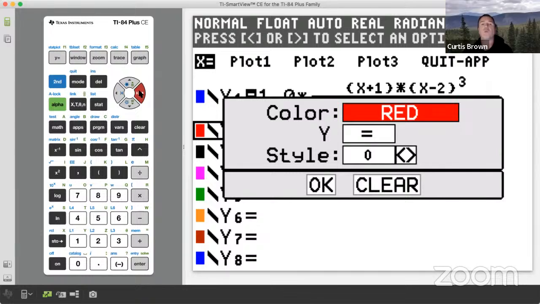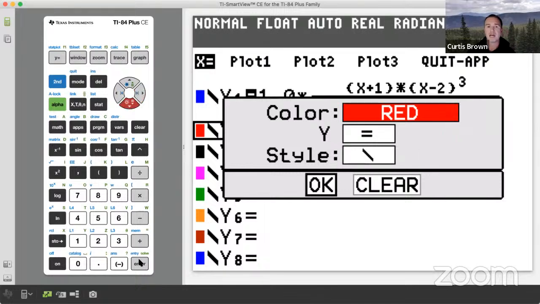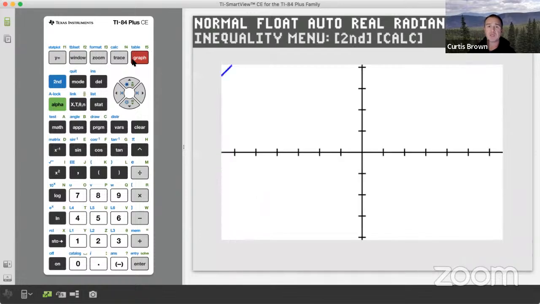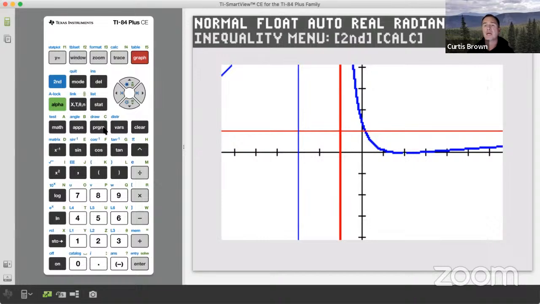So there's another way to do this. The question came up: could we do it without the inequalities app? There's a couple of ways you can do it. Probably the best way is to use the draw menu. Karen mentions it in the chat. You can use the draw menu to draw vertical lines.